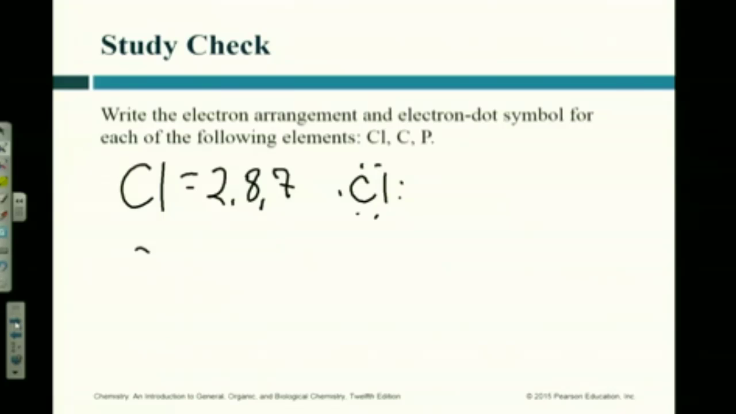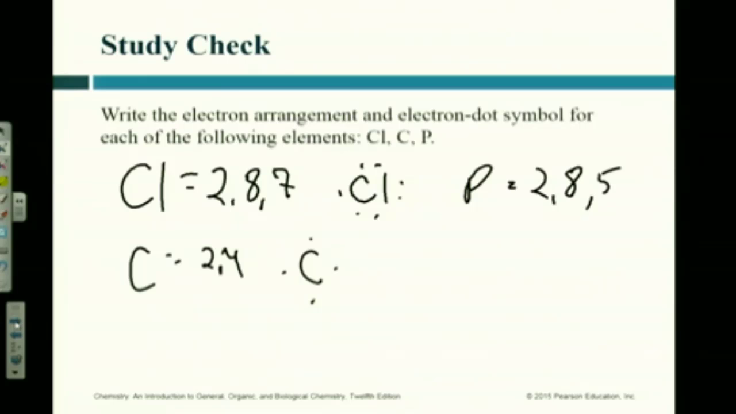We already did carbon, right? Yeah. 2, 4. Phosphorus. 2, 8, 5. 1, 2, 3, 4, 5. Everybody got that? We're all clear? We're all good? Happy? So far?